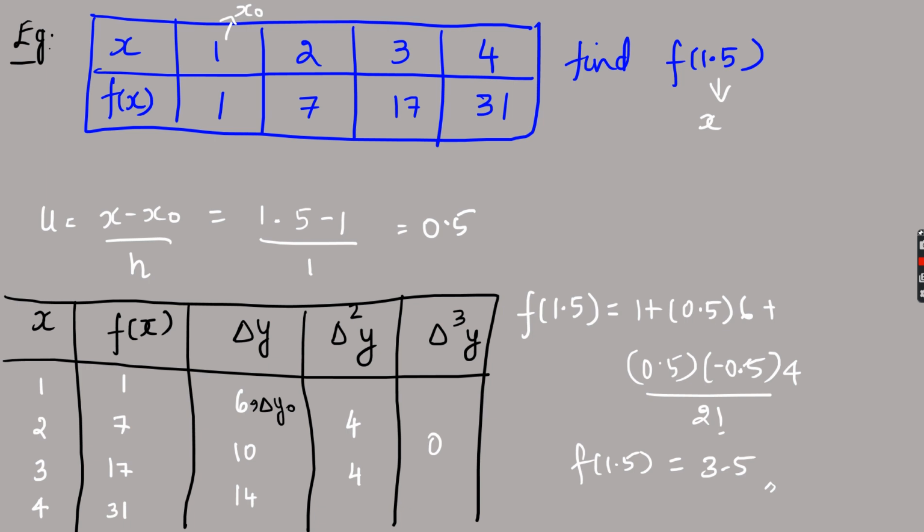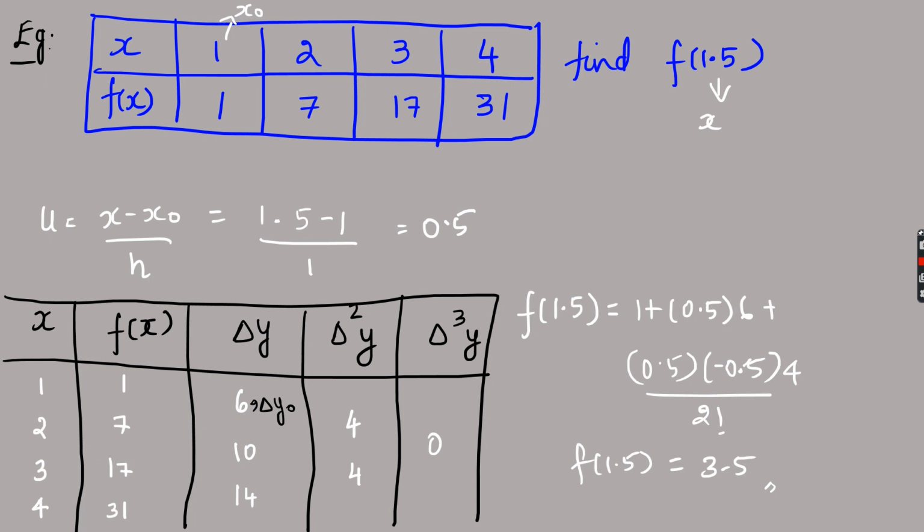So according to u is equal to x minus x naught by h, which is 1.5 minus 1 by 1, because your h is here the interval between the x values, which is 1. So you have got your u value to be 0.5. Now we are going to form a table: x, f of x, del y, del square y and del cube y, according to the formula.